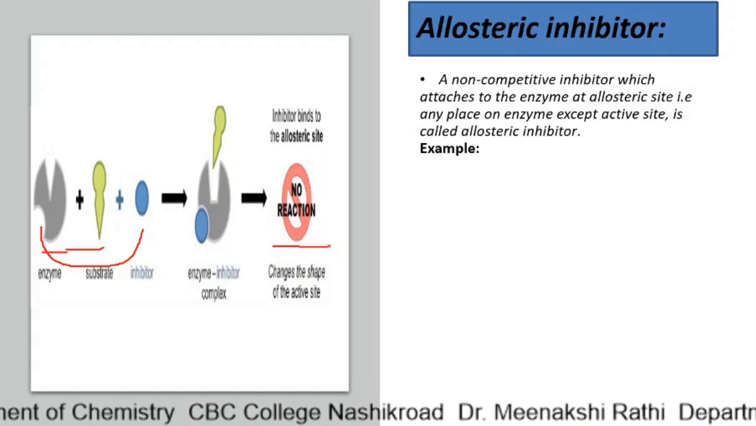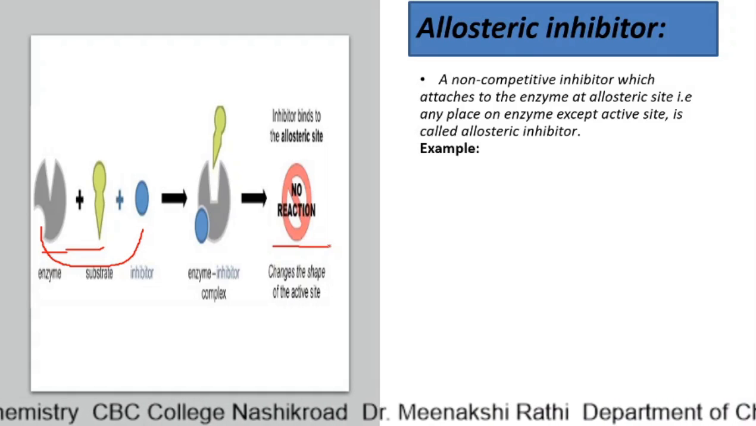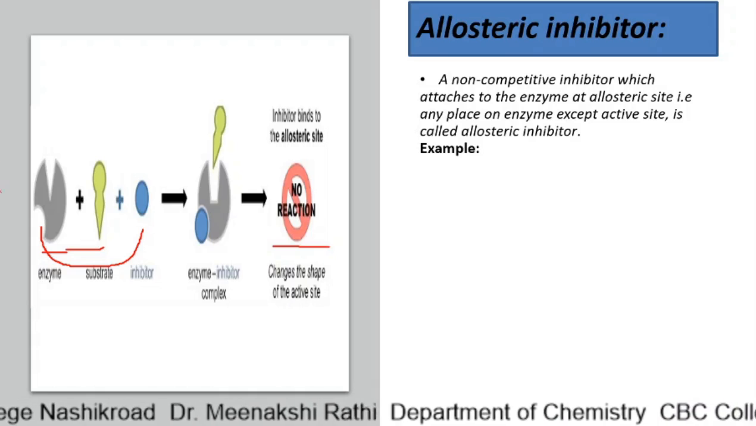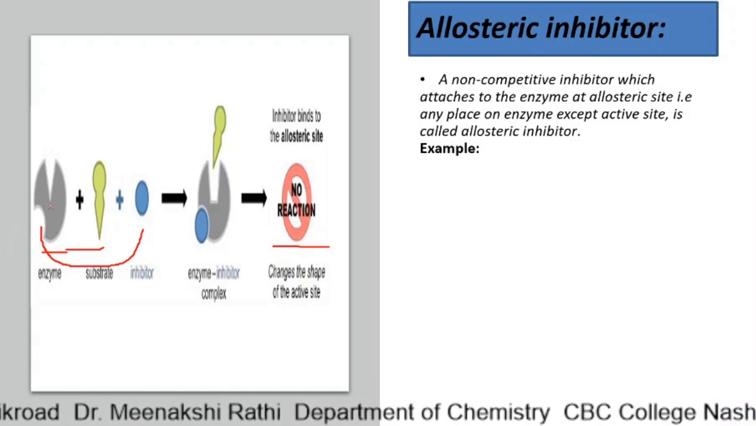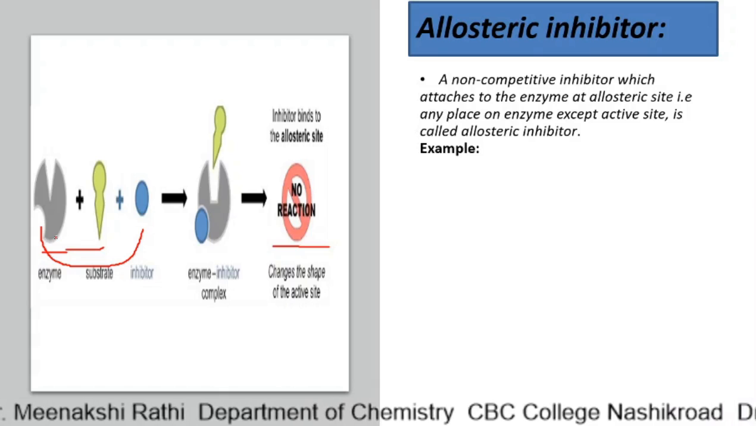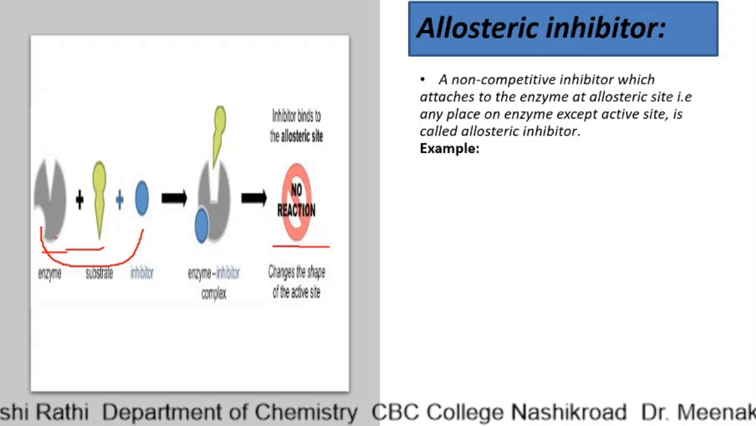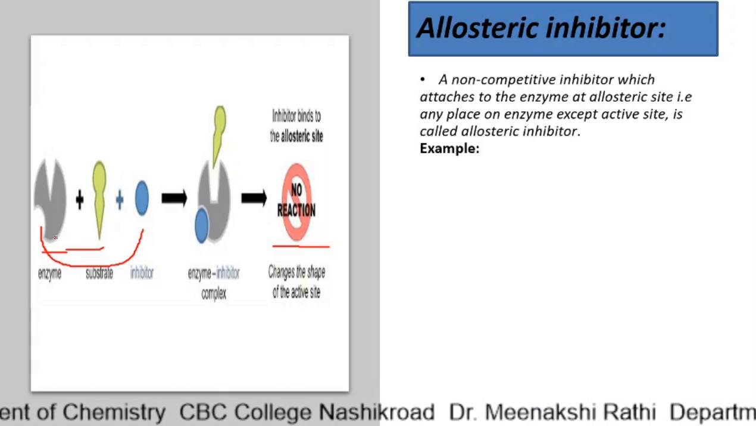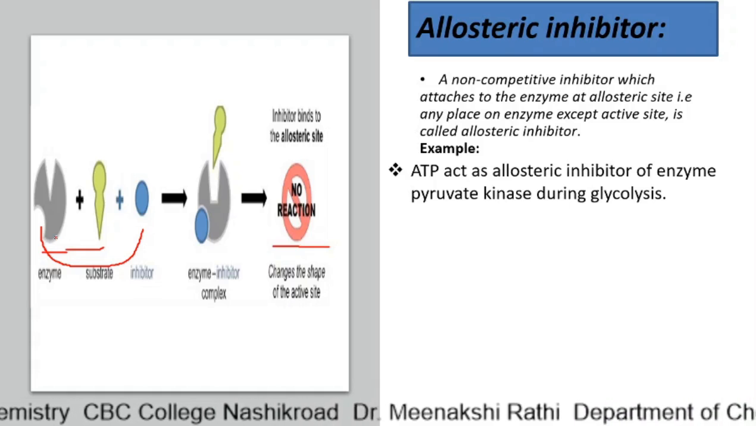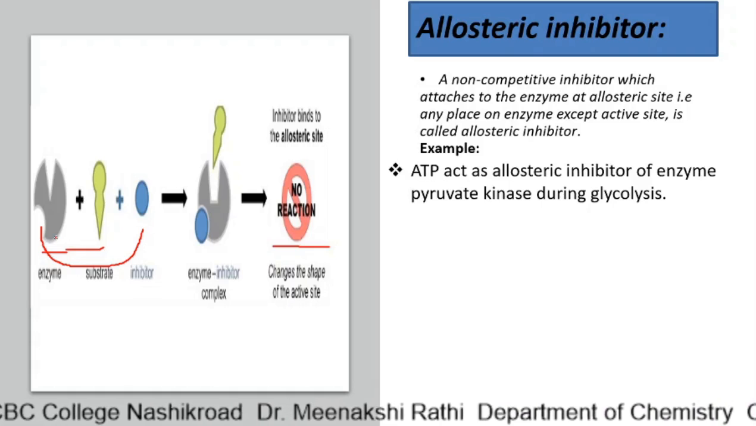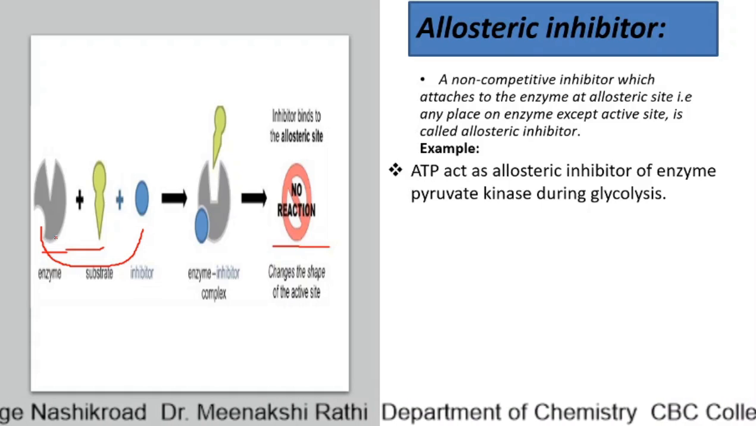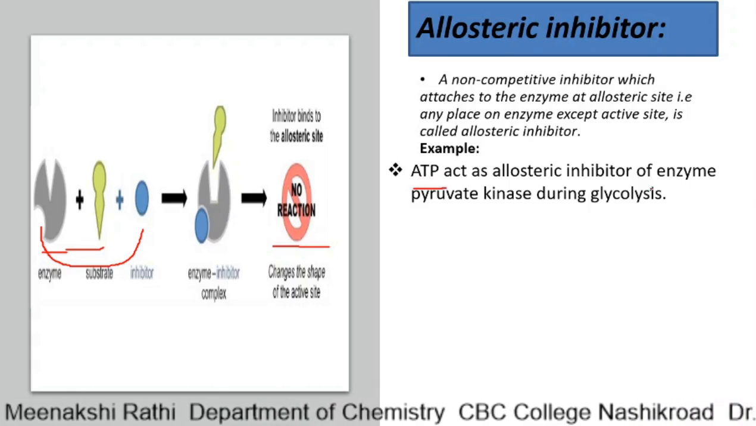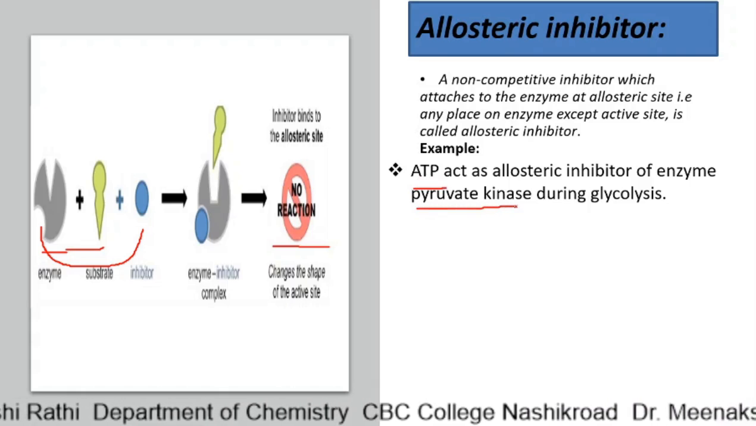So we can say that an allosteric inhibitor is a type of non-competitive inhibitor which attaches to the enzyme at the allosteric site, the site other than the active site, and inhibits the reaction. The best example of an allosteric inhibitor is observed in the glycolysis process. In glycolysis, ATP acts as an allosteric inhibitor for the enzyme pyruvate kinase.